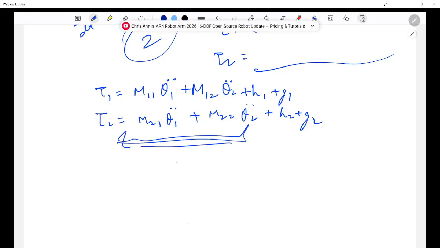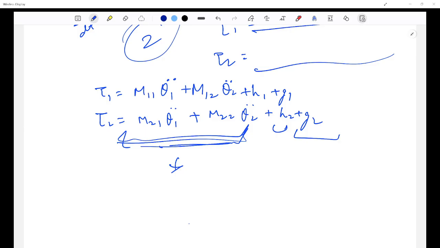2 cross 2 matrix. It is just expanded over here. So this is your mass matrix, this is the Coriolis term, and this is the gravity term. When we do inverse kinematics, we basically try to compute the torque for robot control and actuator design. All of these things are there.